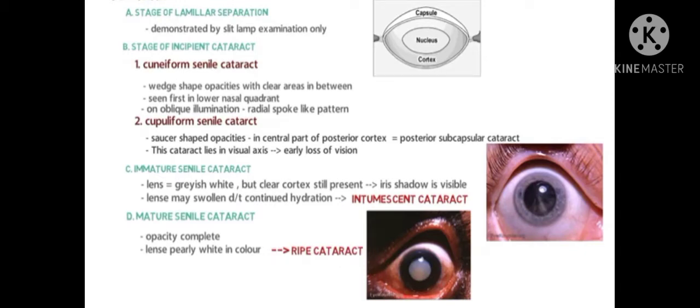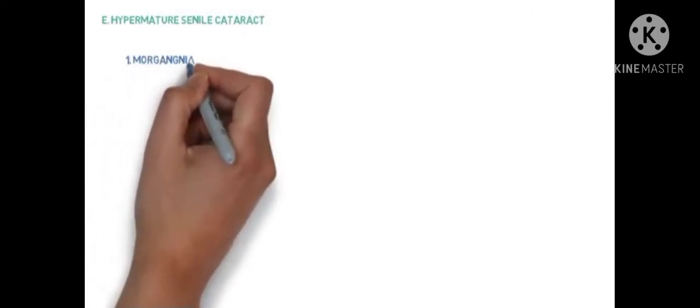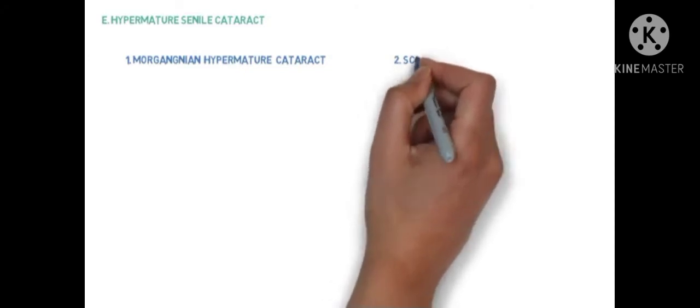Yes, there is an absence of visual shadow. And the fifth one is hypermature senile cataract. In hypermature senile cataract, it may occur in two forms. The first one is Morgagnian hypermature cataract, and the second one is sclerotic type of hypermature cataract.